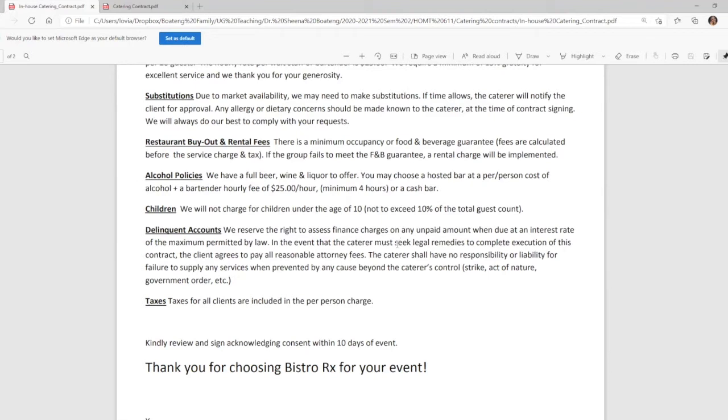It's not possible. That is if you are using the hosted bar concept where you are paying for the alcohol and the bartender. Right? So if you are paying minimum of $25 per person per hour and you can only do a minimum of 4 hours, that means that you have to pay how much per head? $50. No, how much per head? You can only do minimum 4 hours. Okay. $100. So how much per head? $100, yeah.